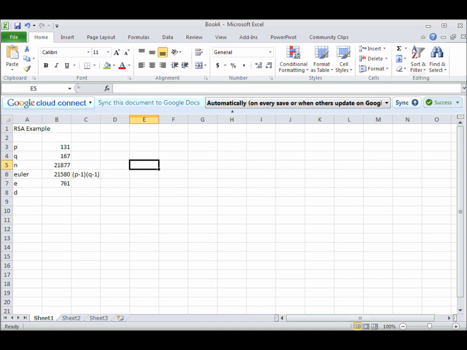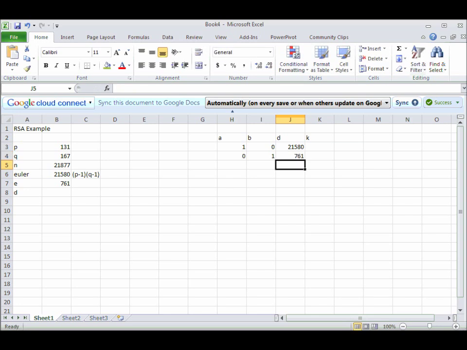Now it turns out that there's actually a way to figure this out pretty quickly, and we use this algorithm in the following way. We set up A and we set up B, we set up a D and a K, and we are basically using some matrices here. We're going to start out with A equals 1, B equals 0, 0, and 1. And we're going to put in our numbers that we need here first. So we're going to start out with the Euler number, 21,580.